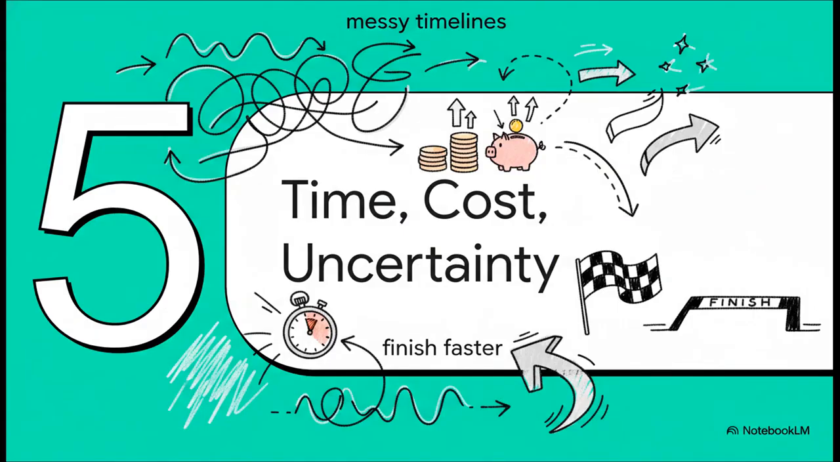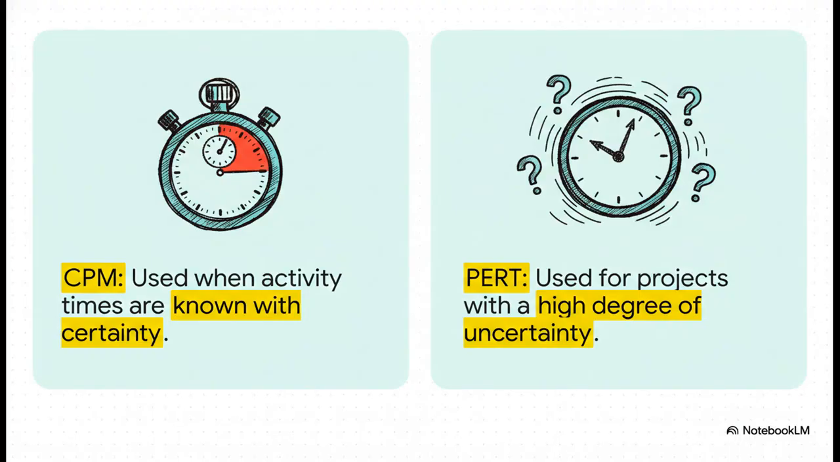Of course, the real world is always a lot messier. Timelines aren't always set in stone, and sometimes your boss tells you that you just have to finish faster. So let's take a quick look at how this whole system deals with the messy stuff, like time, cost, and uncertainty. So everything we've talked about so far is part of what's called CPM, the critical path method.